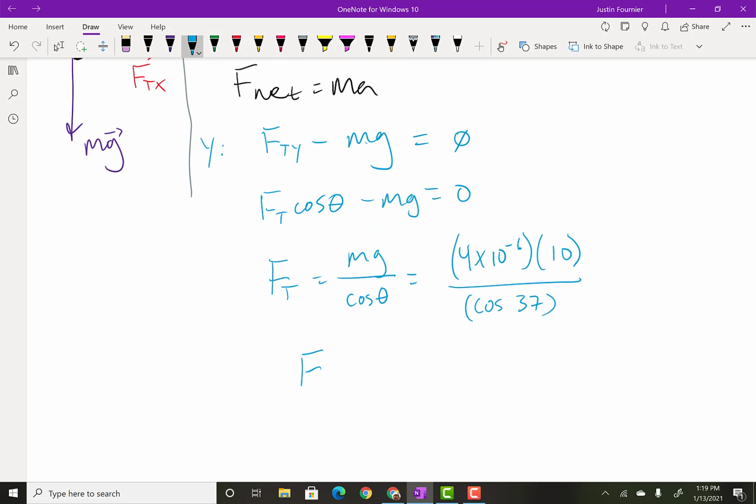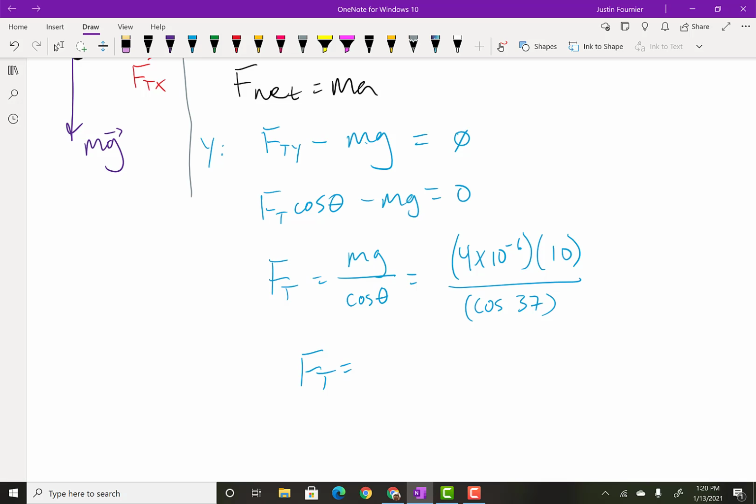So that means the tension force is going to be 4 times 10 to the negative 6 times 10. Sorry, instead of 9.8, I tend to round to 10. That's just something I do. Hope you're okay with that. Divided by cosine of 37.